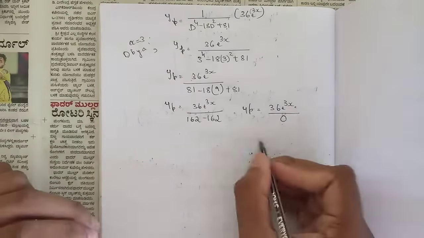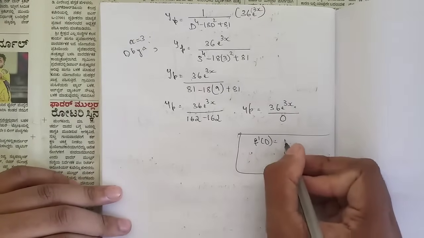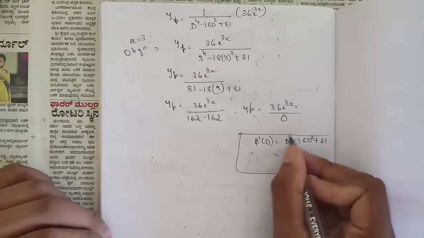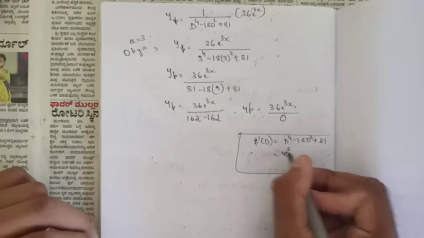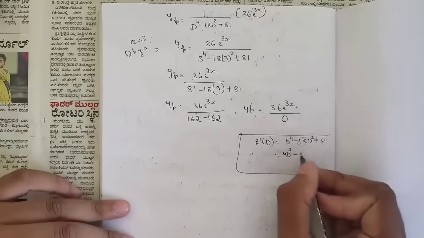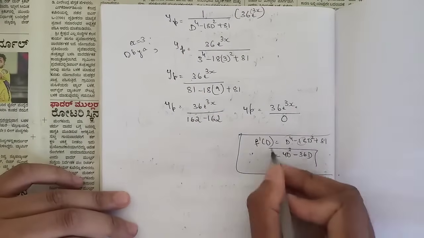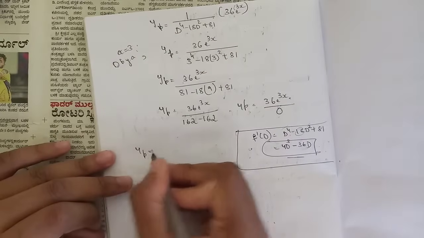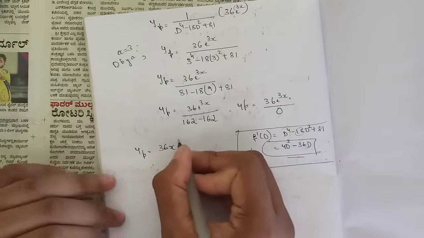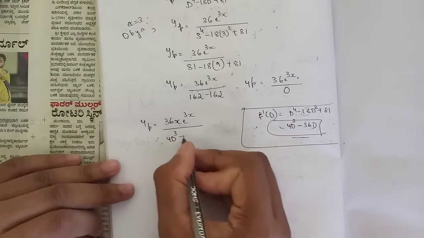Whenever it is 0, we know that we need to find f dash of d. F of d given is d power 4 minus 18d square plus 81. Its derivative: the derivative of d power 4 is 4d cube, minus the derivative of 18d square, which is 18 into 2, 36 into d, and the derivative of 81 is 0. Now for y of p, whenever we take f dash of d, we need to multiply the numerator by x. So 36 x e power 3x divided by f dash of d, which is 4d cube minus 36d.